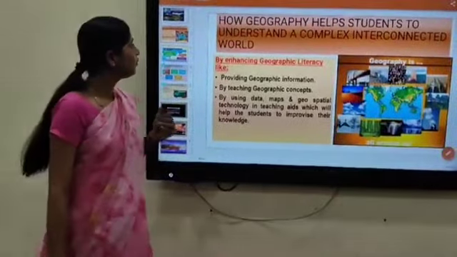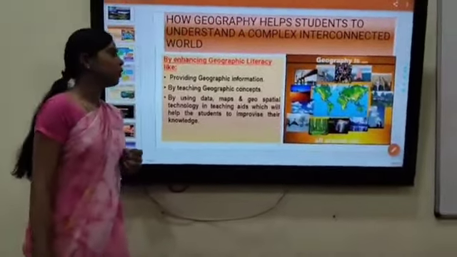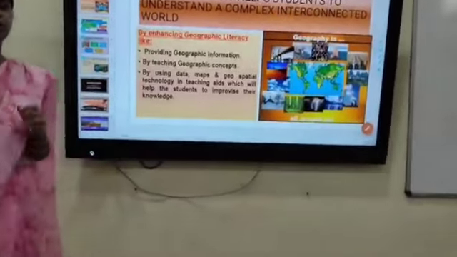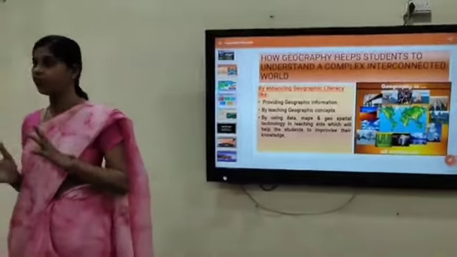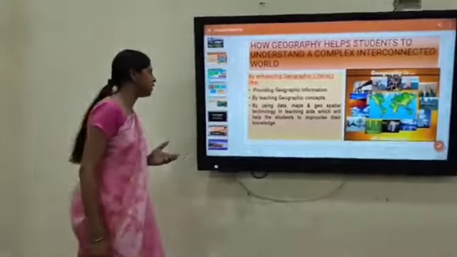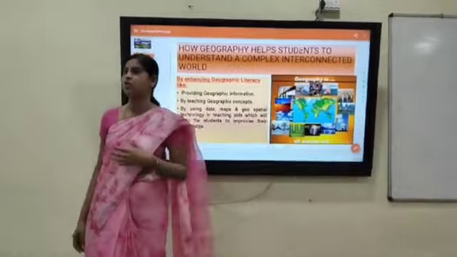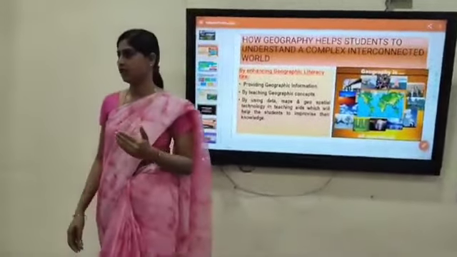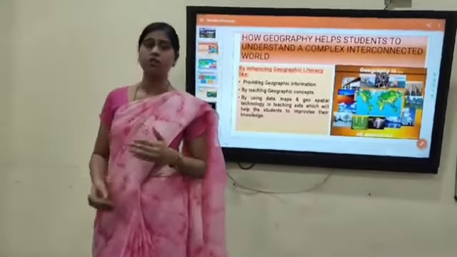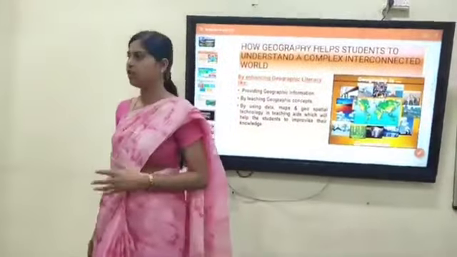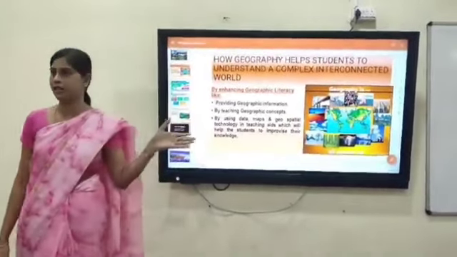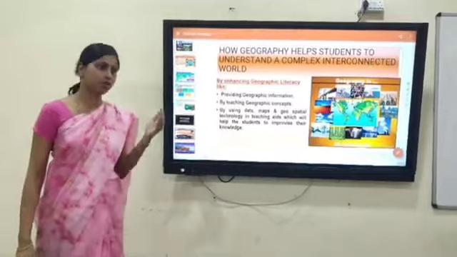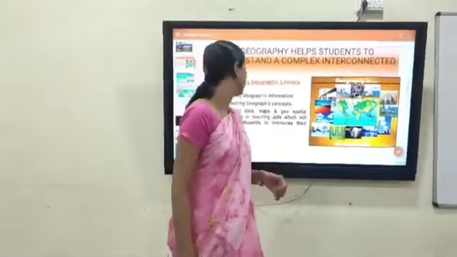The students. But first, geography provides geographic information and enhances geographic literacy, that is, the literacy related to the geography subject. Then how maps will be read, how data will be interpreted, and the geospatial technology that we are using nowadays, like GIS, satellite imagery, and topographical sheets. We are introducing this geospatial technology in our teaching aids, which will help improve the students for the betterment of their future.